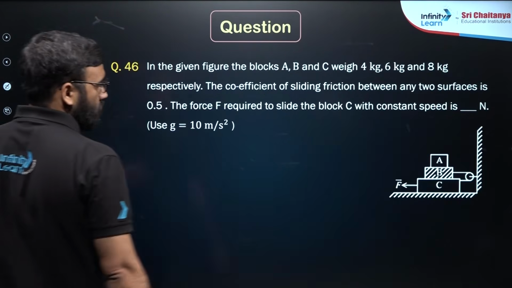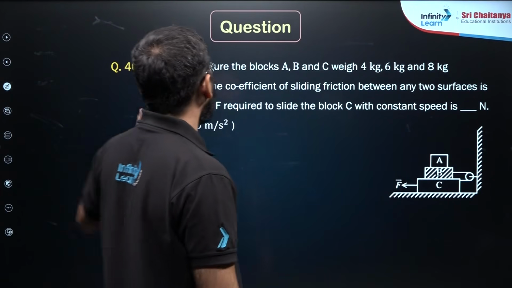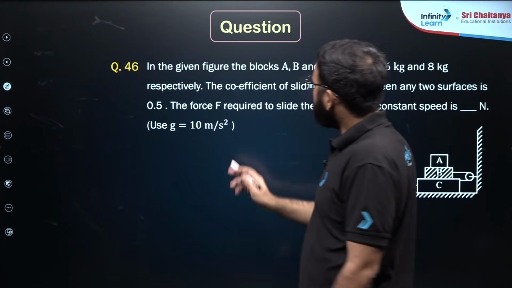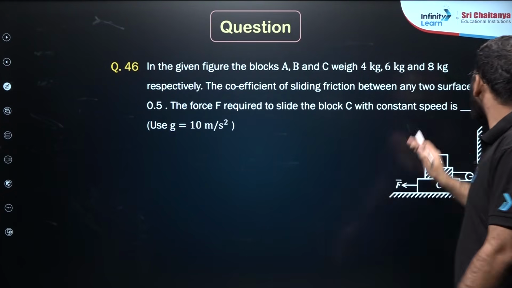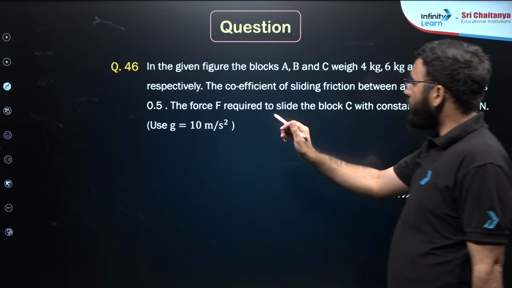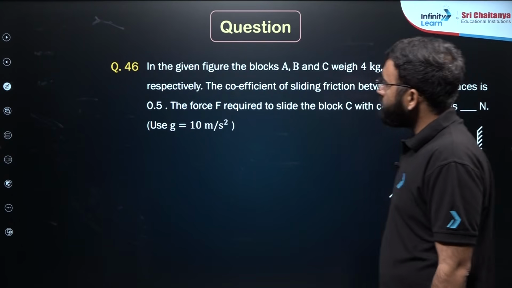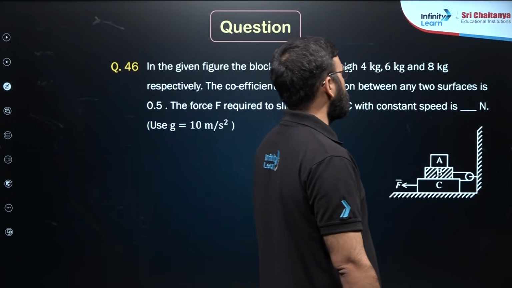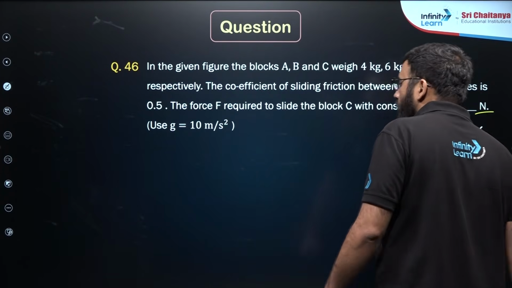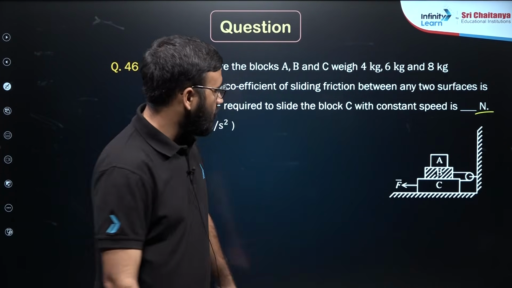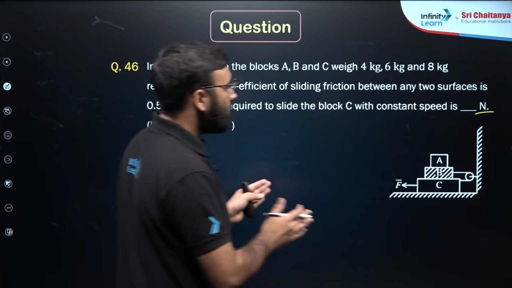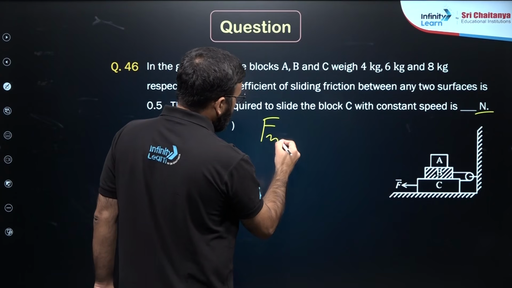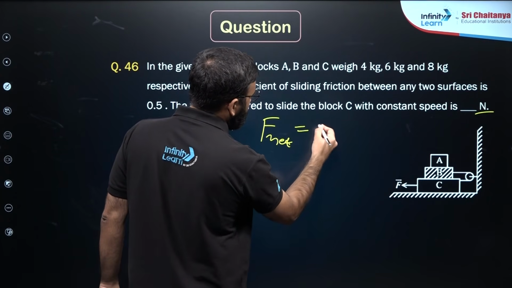I think numerical type questions have started now. In the given figure, the blocks A, B, C weigh 4 kilogram, 6 kilogram, 8 kilogram respectively, and the coefficient of sliding friction between the two surfaces is 0.5. Okay, so everywhere it is 0.5. F required to slide block C with constant speed is in Newton. So beta, in the 8 kilogram block, if I apply this external F, it is moving with constant speed. So F net equals 0.